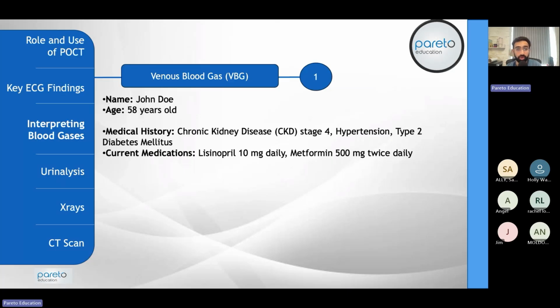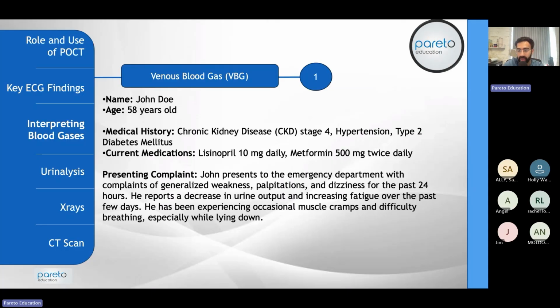Back to John Doe. So chronic kidney disease stage 4, hypertension, type 2 diabetes, lisinopril 10 milligrams, and metformin 500 milligrams twice daily. And here is a little bit of a description as to what's going on. So have a read of the actual presentation.